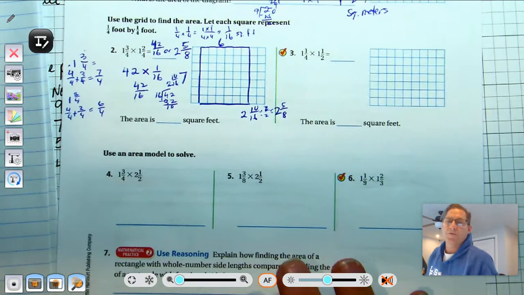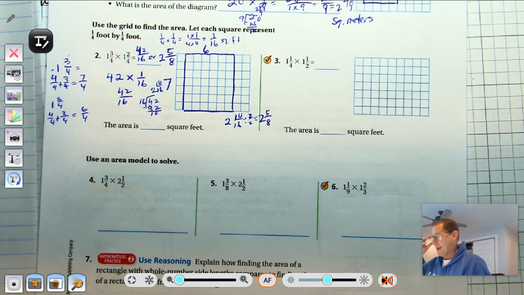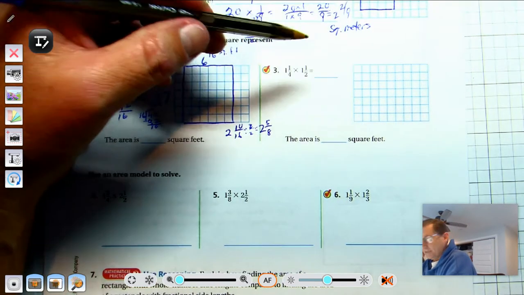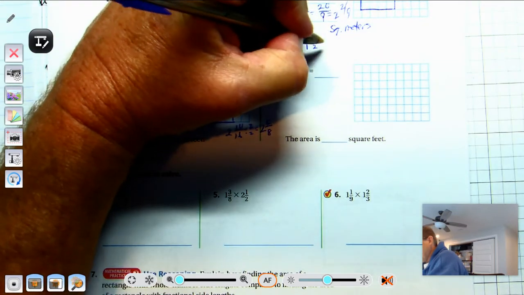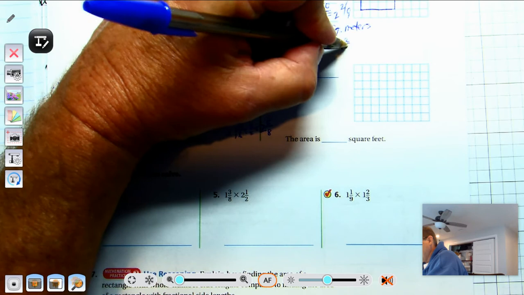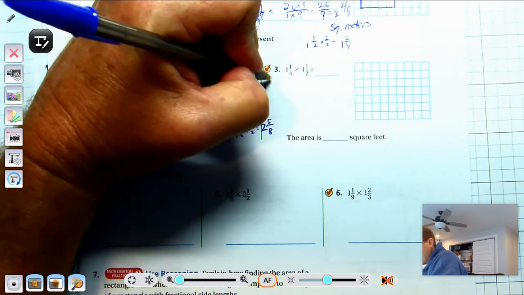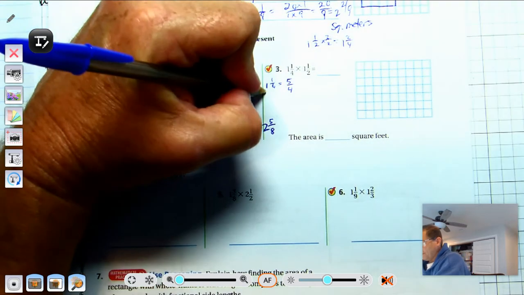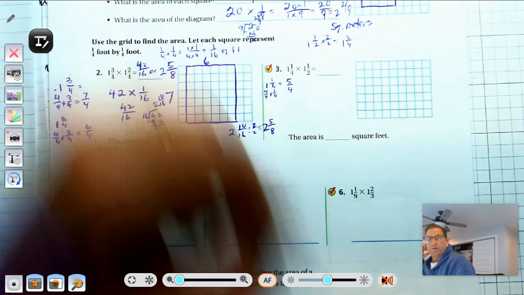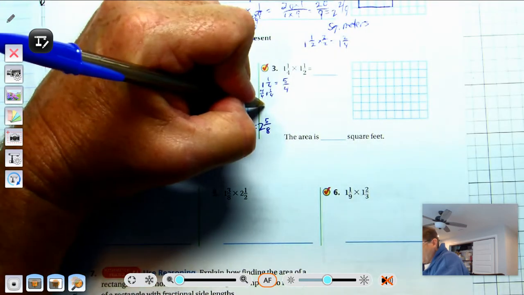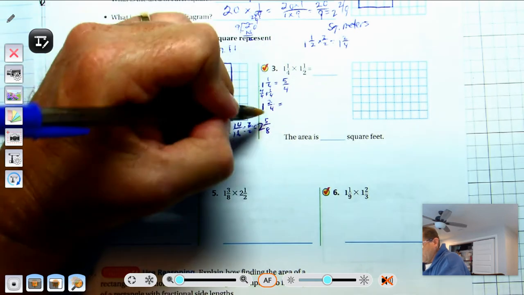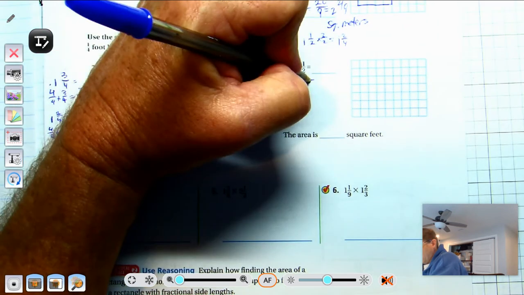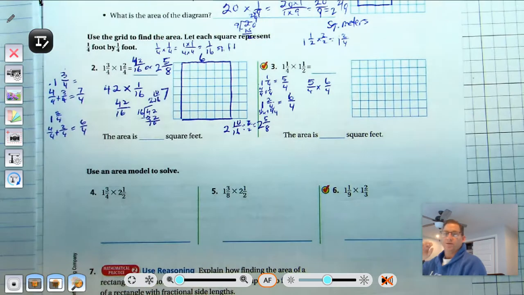Okay. Number 3, 1 1/4 times 1 1/2. So I want to change the half pieces into fourths. So 1 1/2 is the same as 1 2/4. So 1 1/4 equals 5/4. There's 4/4 in 1, and the extra 1/4, 5/4. And 1 2/4 is equal to 4/4 plus 2/4, or 6/4. So we're multiplying 5/4 times 6/4.